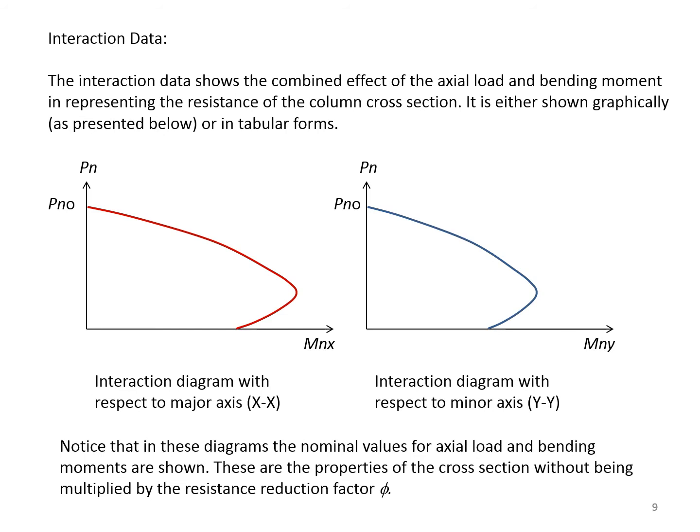Interaction data. The interaction data shows the combined effect of the axial load and bending moment in representing the resistance of the column cross-section. It is either shown graphically as presented below or in tabular forms. Notice that in these diagrams, the nominal values for axial load and bending moments are shown. These are the properties of the cross-section without being multiplied by the resistance reduction factor phi. The diagram to the left is the interaction diagram with respect to the major axis xx. The one to the right is with respect to the minor axis yy.